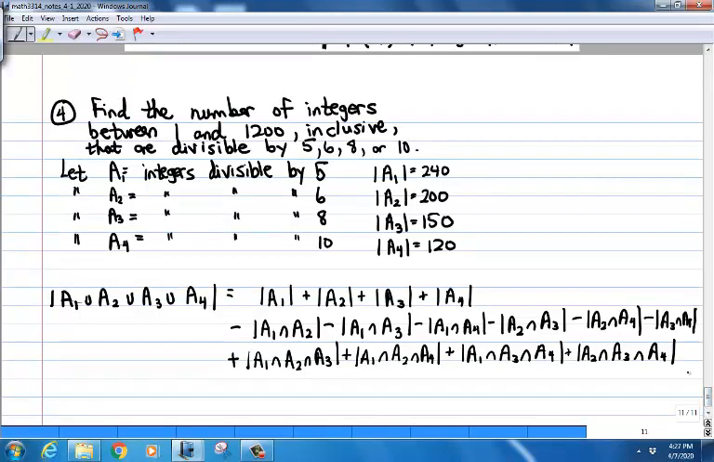Now what do we subtract off? Now it's every intersection of 4 of the sets, but there's only 4 sets, so you only get one intersection here that you have to subtract off.